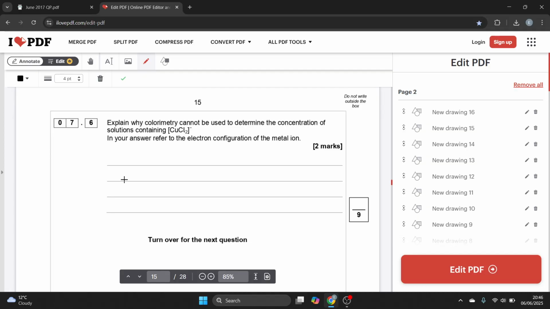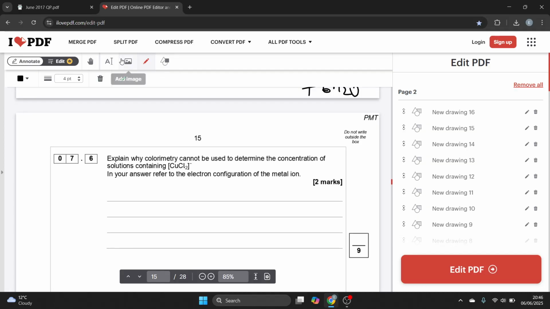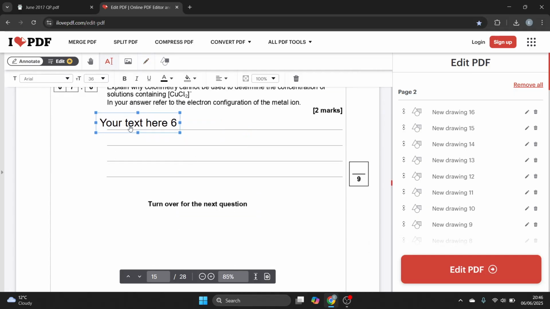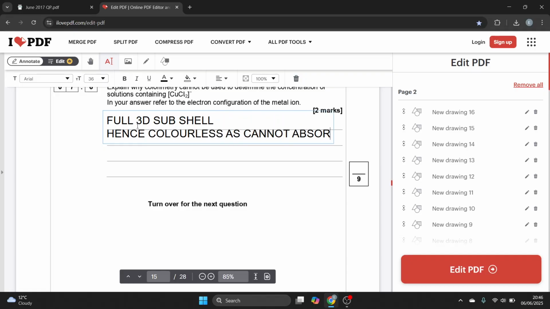Okay, now explain why the zinc ion is colourless. You can use the term concentration in this. I'll just memorize this question again. It has a full 3d subshell, and it's colourless as it cannot absorb frequencies of visible light.